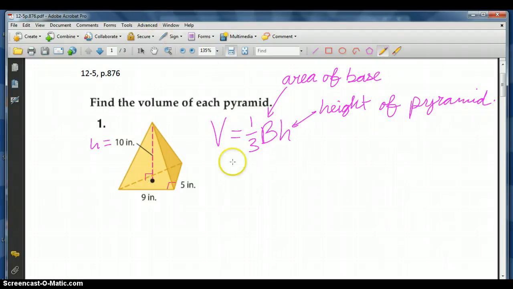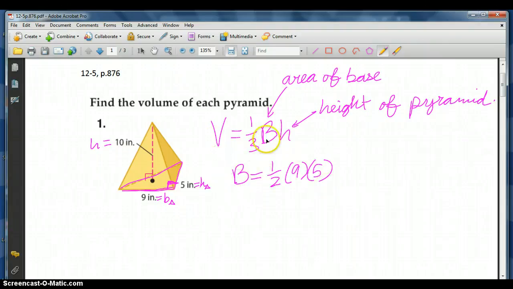So we just need to find capital B, the area of the base. Well, in this case, our base is this right triangle. So our base of the triangle is 9 inches. The height of the triangle is 5 inches because they're perpendicular to each other. Base and height have to be perpendicular to each other for a triangle. So we want half of our base times our height.